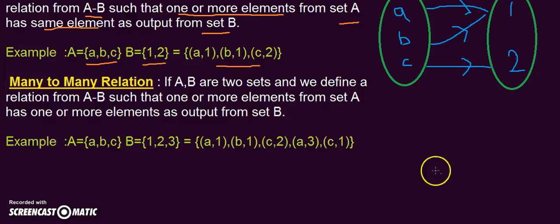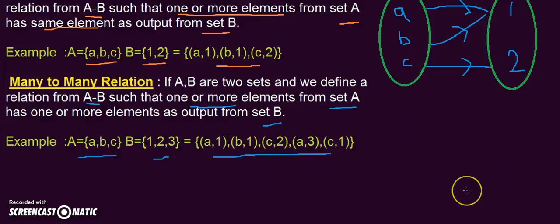Okay, coming to the second type of relation, which is many-to-many relation. The definition says if A, B are two sets and we define a relation from A to B such that one or more elements from set A have one or more elements as output from set B. So if we have more than one input element from the domain associated with more than one output element from the range. This is the example we have taken, set A and set B, and this is the relation we have defined.